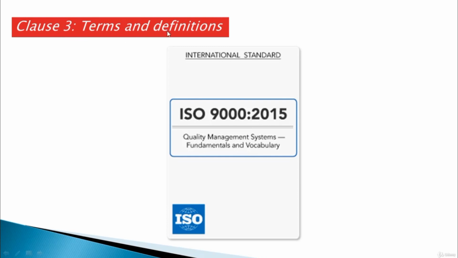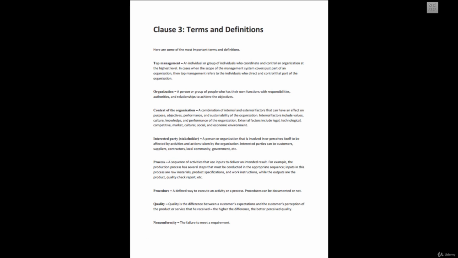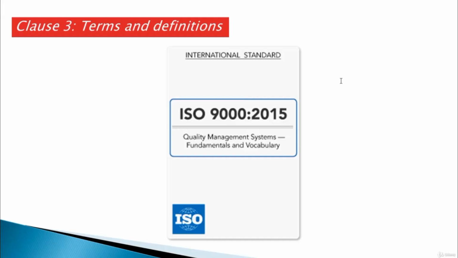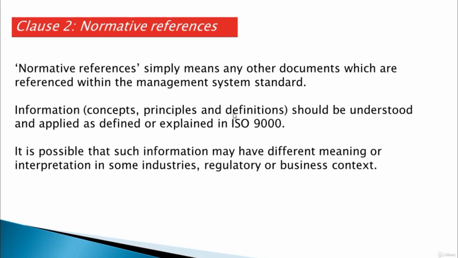Clause 3 is terms and definitions, and I have included a PDF within this video in which you'll see a few definitions which I've taken from the document. It's not mandatory to purchase this document along with the ISO 9001, the 2015 revision. Therefore, the information, concepts, principles, and definitions should be understood and applied as defined or explained in ISO 9000 fundamentals and vocabulary, the document we just saw. It is possible that such information may have different meaning or interpretation in some industries, regulatory, or business contexts.